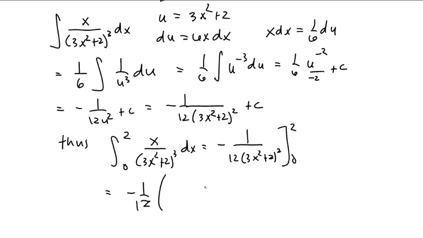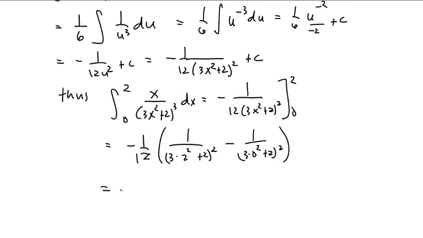which is, pull the 1/12 out front because both of these have a 1/12, and we have 1 over 3 times 2 squared plus 2 squared minus 1 over 3 times 0 squared plus 2 squared, which is negative 1/12 of 1 over 14 squared minus 1 over 2 squared, also known as 1/4. But we get the same answer.